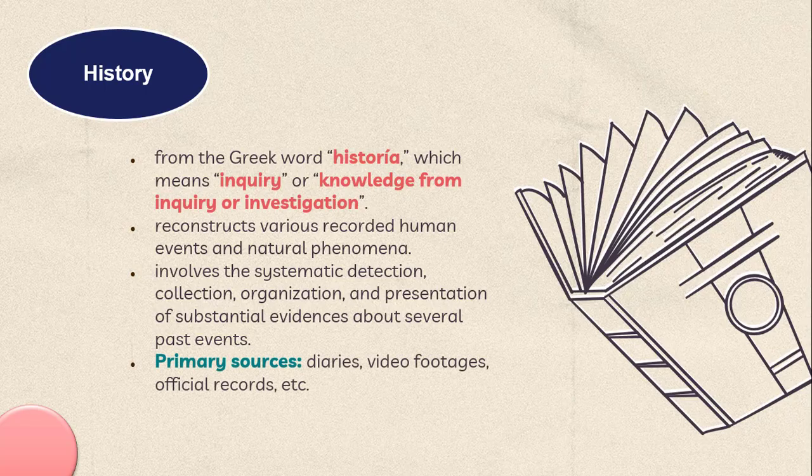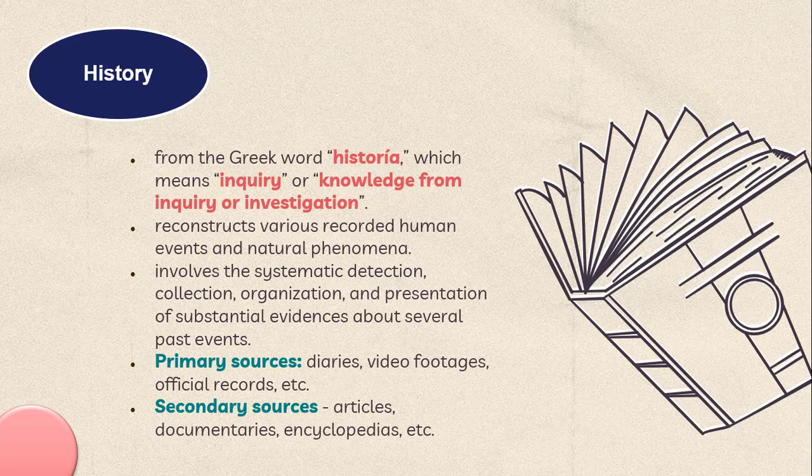There are two types of sources in the study of history. The primary sources are those that show substantial evidence directly. For example, diaries, video footage, official records, pictures, narratives from the people who experienced the phenomena firsthand, and others. Secondary sources are sources that have already been processed or published and you just have to use them. Some examples are documentaries, encyclopedias, books, and others.